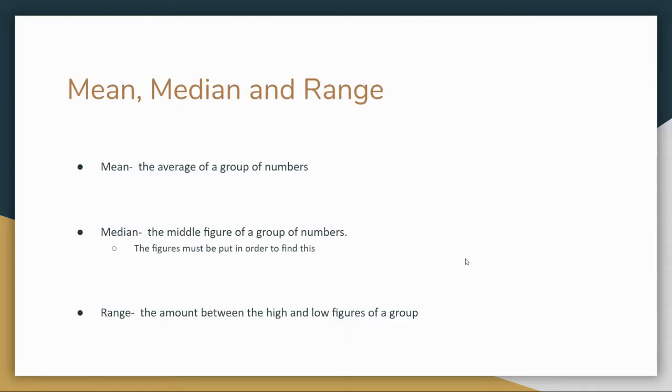Mean, median, and range. Just a couple of vocab terms. The mean is the average of a group of numbers. The median is the middle figure of a group of numbers, and the figures must be put in order to find this. And the range is the amount between the high and low figures of a group.